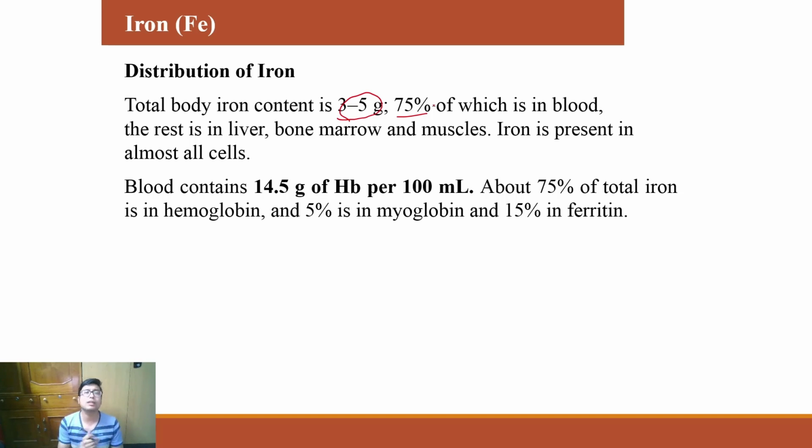Okay, so where are the rest? The rest is in myoglobin and ferritin. Now here's the catch over here. You will see that 75%, 15% and 5% really doesn't add up to 100, do they? So these 5% are actually present as various proteins and enzymes and other various receptors. So I will be telling you that in a short while. So remember this one, 14.5 gram hemoglobin per 100 ml, which contains 75% of the total iron. All right.